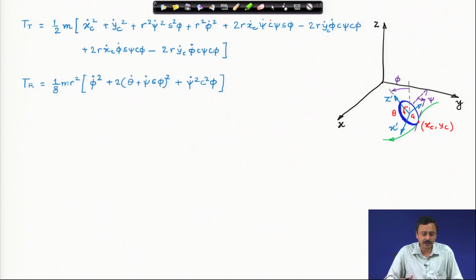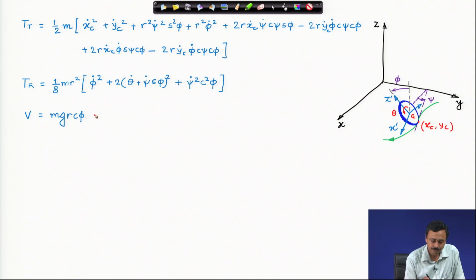Therefore, we have the translational kinetic energy and the rotational kinetic energy. I am not doing the detailed steps; I leave that to you to work out. These are our two kinetic energy expressions. The potential energy can be written very easily. We are taking the x y plane as our datum, and with respect to that, the potential energy expression is m g z_g, that is, m g times z of the center of mass.